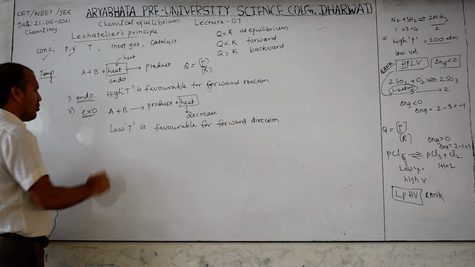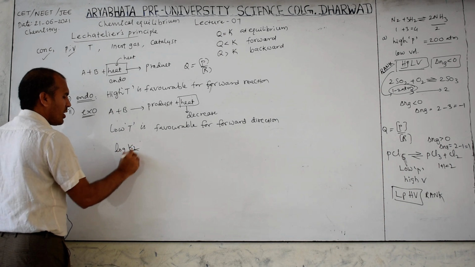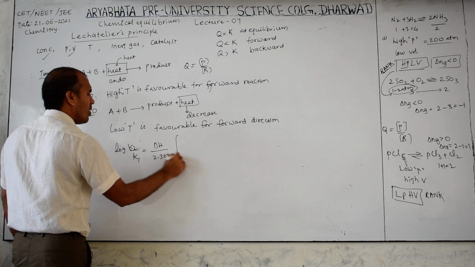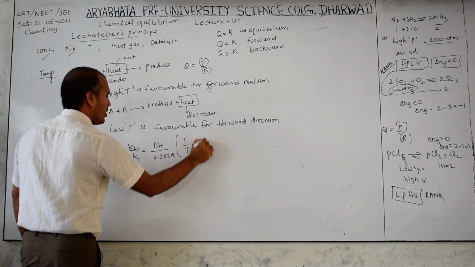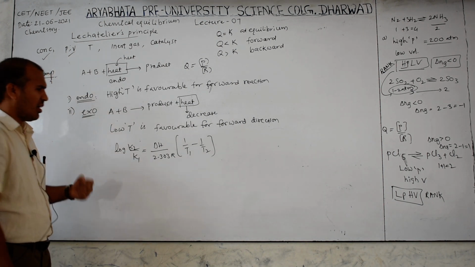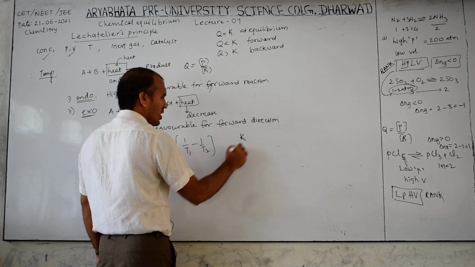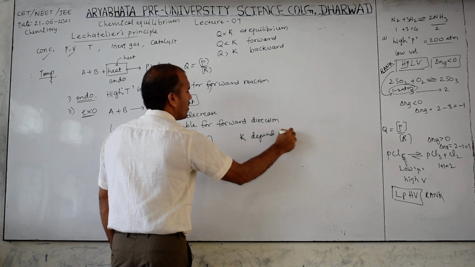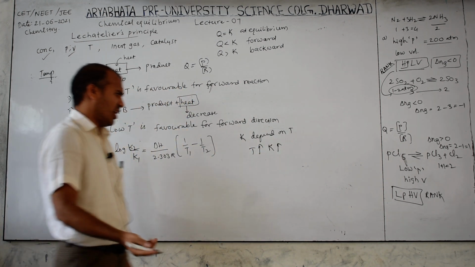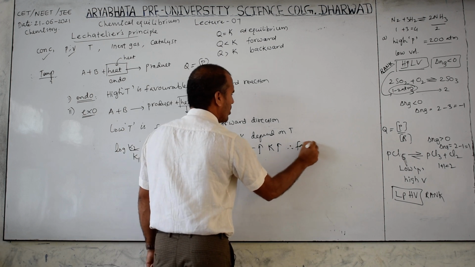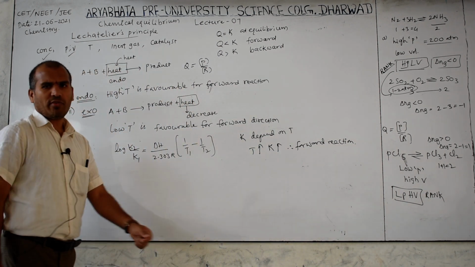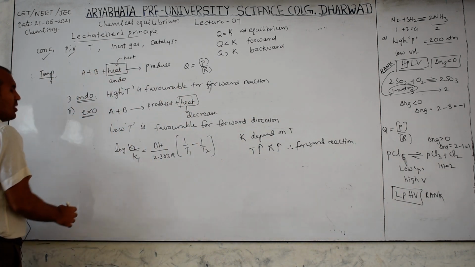This much only remember. Very easy. And we know this formula also, log K2 by K1 is equal to delta H by 2.303 R into 1 by T1 minus 1 by T2. Based on this also they may ask a question, because we know that K depends on temperature. Temperature increases, K also increases. K increase means forward reaction. So this concept is very, very, very important. Now based on this we will apply some questions.